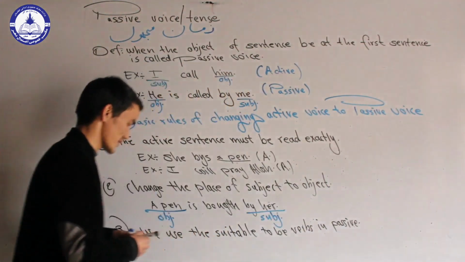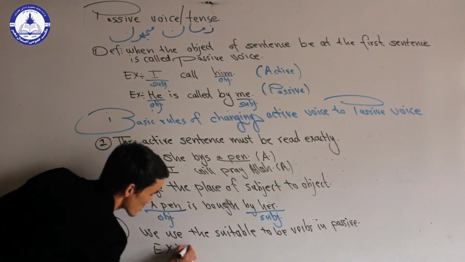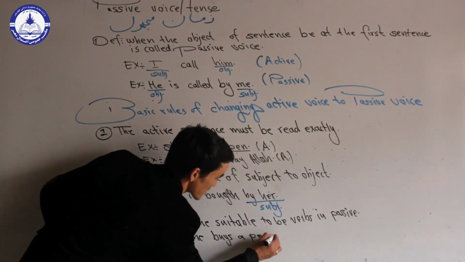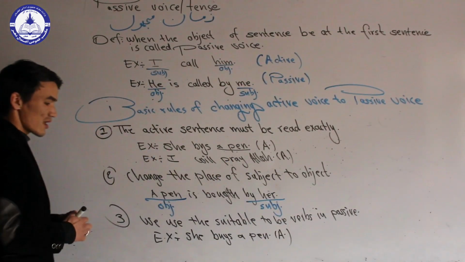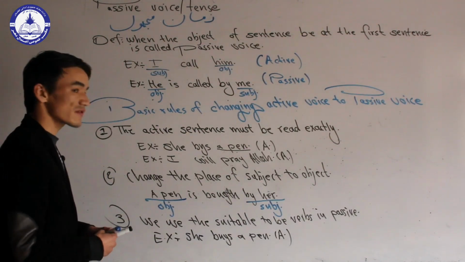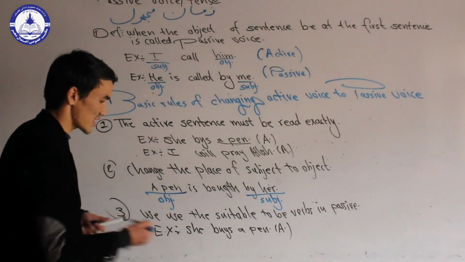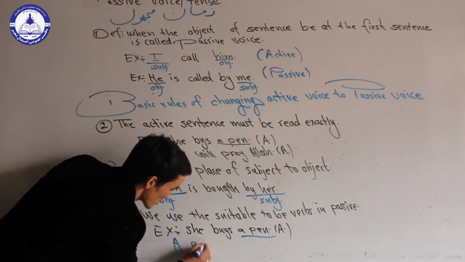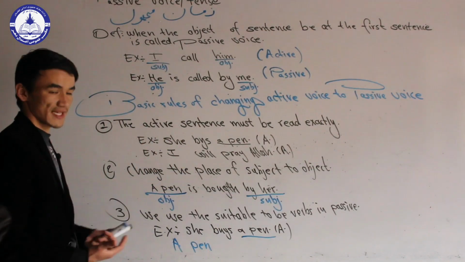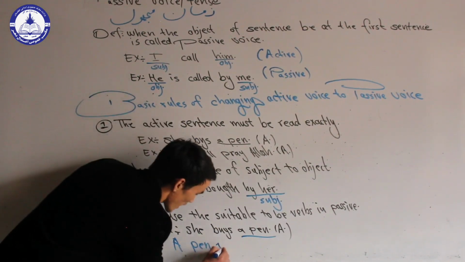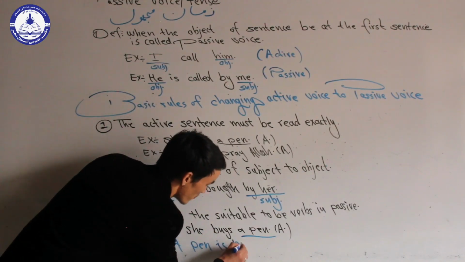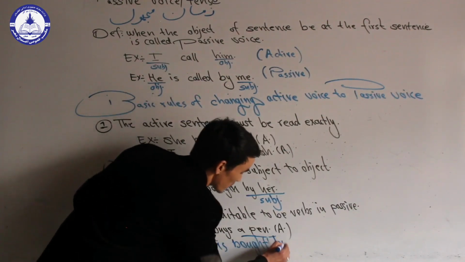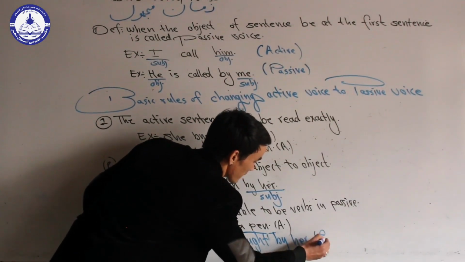Look at some examples. For example, she buys a pen. It is active tense. But in simple present tense, we can use the to be verbs is and are. Change the place of subject to object and object to subject. A pen. So it is singular. We can use is, no, not are. Is. Third form of that, by her. It is passive.